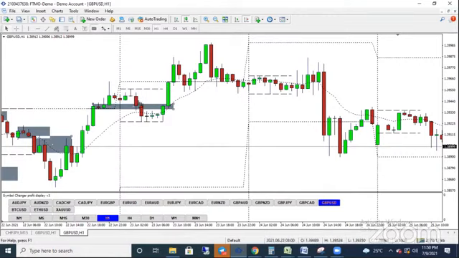So here is a bearish candle responsible for that high, and this is the bearish candle responsible for that high. You continue to look for buy opportunities.